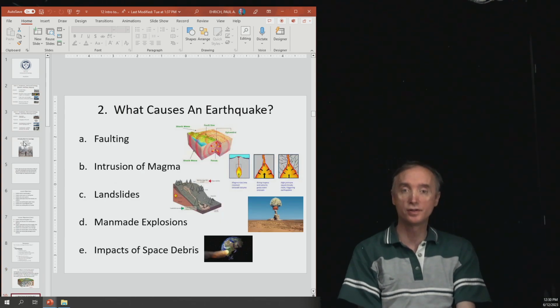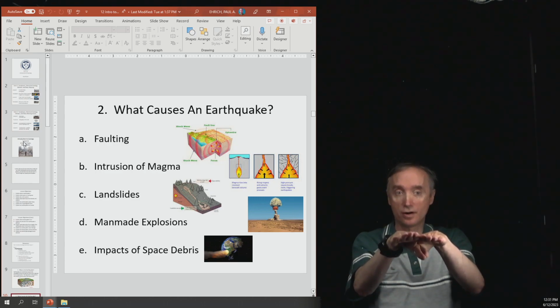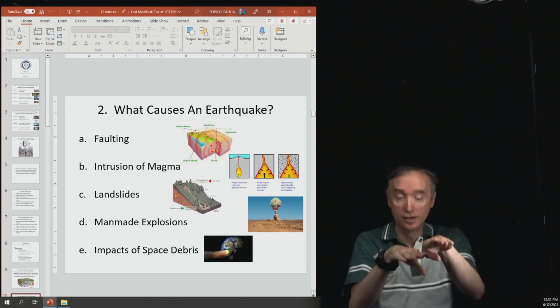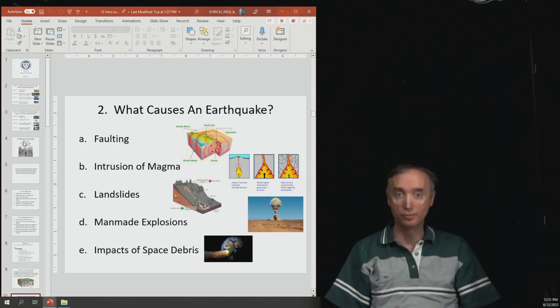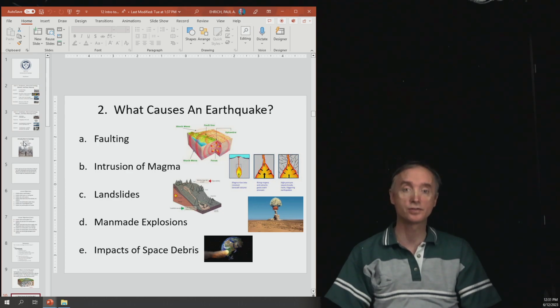Okay, then what causes an earthquake? You should just be familiar with these different ways of making an earthquake. The primary way of making an earthquake is going to be faulting. That's going to be the big one. You've got two pieces of rock that are sliding past each other and they get caught, and then pressure builds up on it until finally they move, and that's going to generate an earthquake. But also you can get earthquakes from the intrusion of magma into the ground. And also a landslide can trigger a small earthquake. Man-made explosions, again, can trigger small earthquakes, and then impacts of space debris.